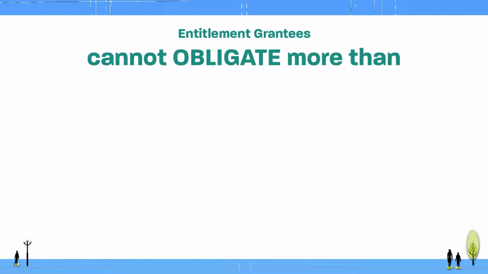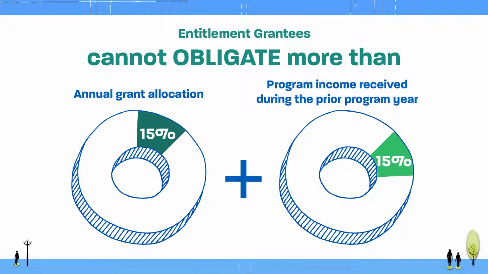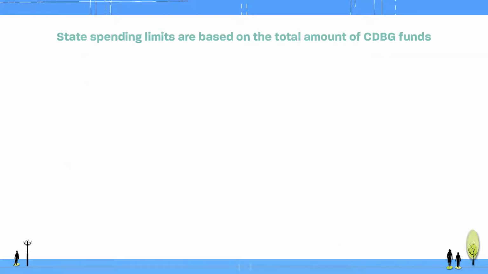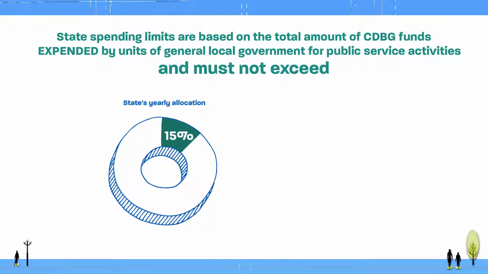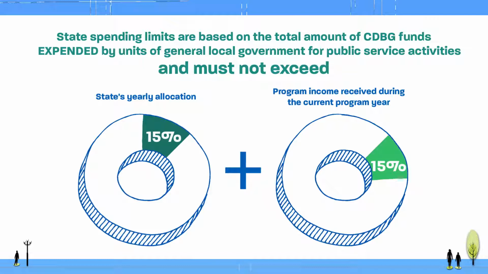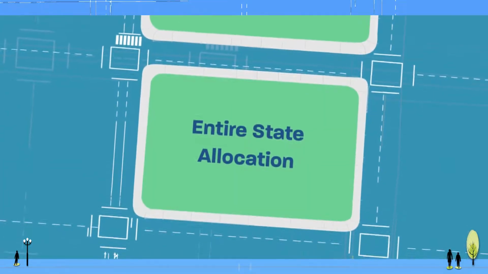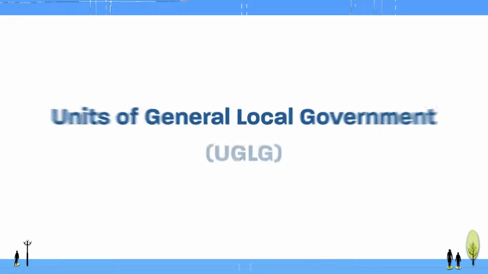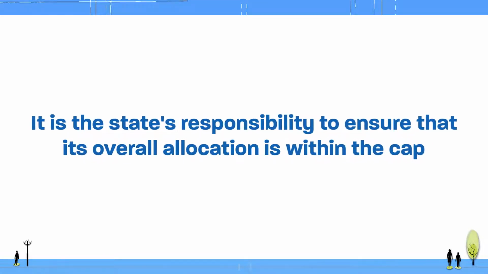Entitlement grantees cannot obligate more than 15% of the annual grant allocation plus 15% of program income received during the prior program year. State spending limits are based on the total amount of CDBG funds expended by units of general local government for public service activities and must not exceed 15% of the state's yearly allocation of funds plus 15% of program income received during the current program year. The spending cap applies to the entire state allocation, not to the amount of funds allocated by the state to any one unit of general local government, known as an UGLOG. It is a state's responsibility to ensure that its overall allocation is within the cap.